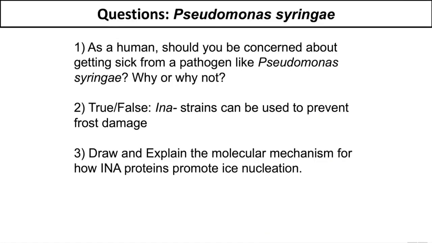Okay, so let's go back to these questions and see how you do. Question 1. As a human, should you be concerned about getting sick from a pathogen like Pseudomonas syringae? Why or why not? 2. True or false: INA minus strains can be used to prevent frost damage. 3. Draw and explain the molecular mechanism for how INA proteins promote ice nucleation. Okay, we'll talk about the answers to these questions next time.